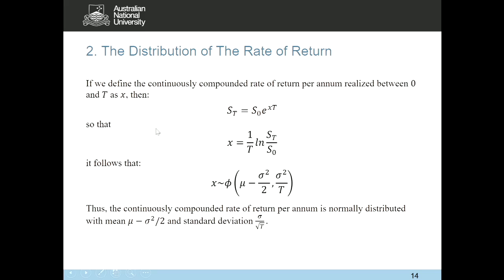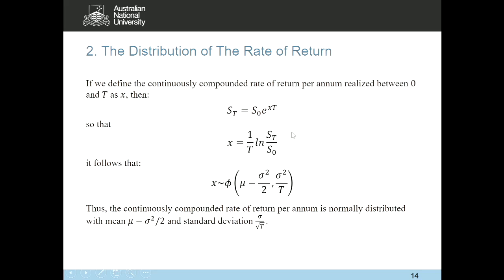All right, so if we define the continuously compounded rate of return per annum realized between time 0 and time t as this variable x here, then we can say that the share price will grow from S0 to ST at a rate of x over the time horizon T, right? So that's basically what we're going to argue here. And then we can rearrange this equation. We can get the rate of return is equal to 1 over T times the natural log of ST over S0. So the way I get this is simply by rearranging this equation.